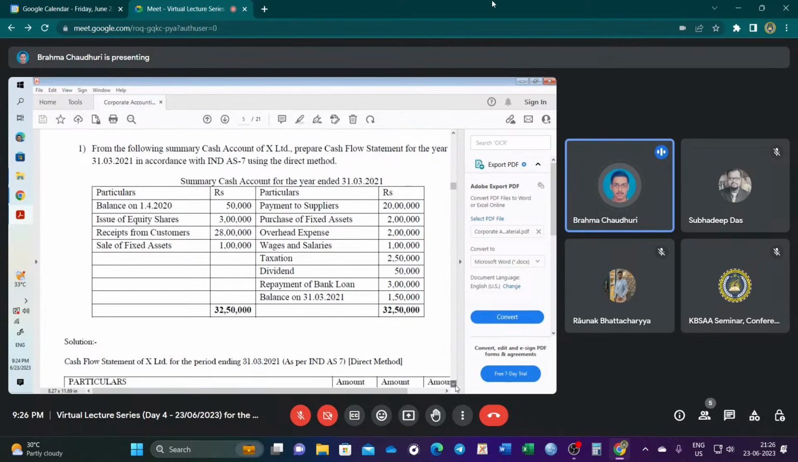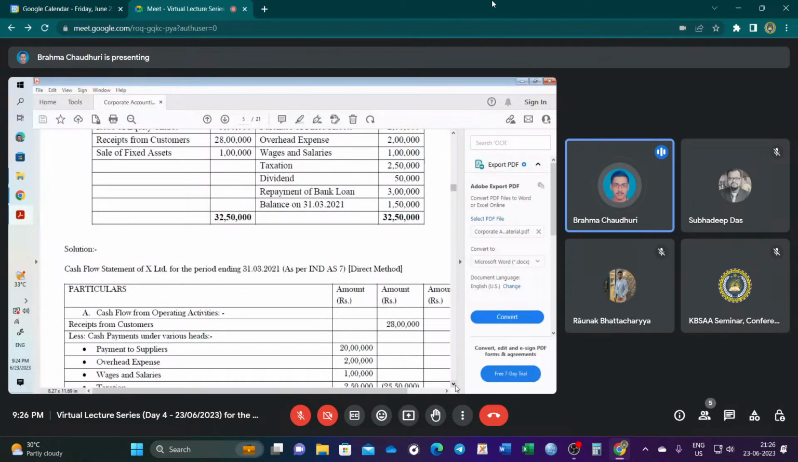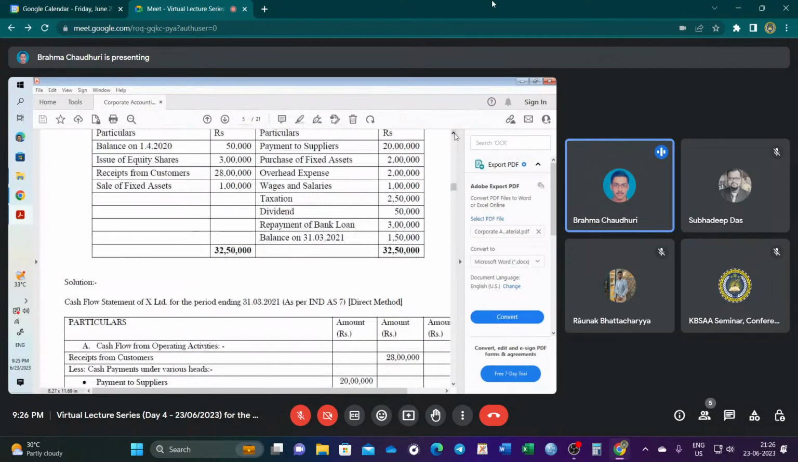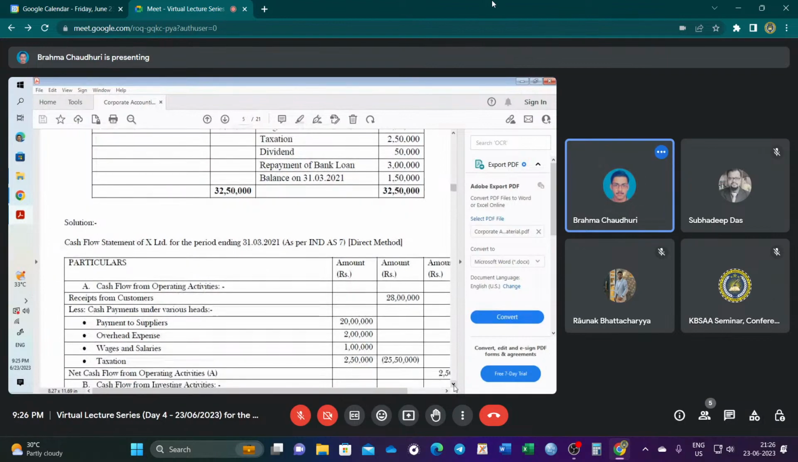So we are stating the cash flow statement of X Limited for the period ending 31st March 2021 as per Ind AS 7, direct method. Cash flow from operating activities: receipts from customers 28 lakh, less cash payments under various heads, that is payments to suppliers, 20 lakh. Next, overhead expense of 2 lakh, wages and salaries of 1 lakh, and taxation of 2 lakh 50,000. So we have four types of cash outflows, that is cash payments under various heads which arise due to the operating activities.